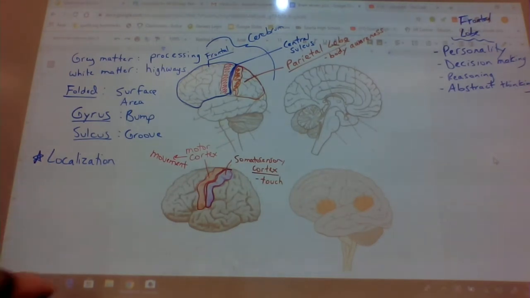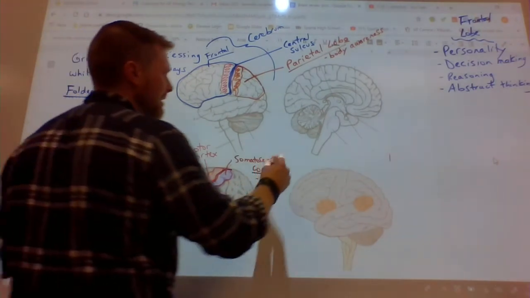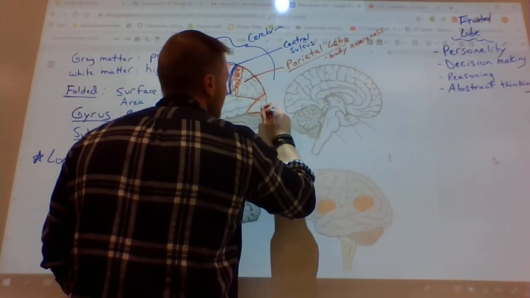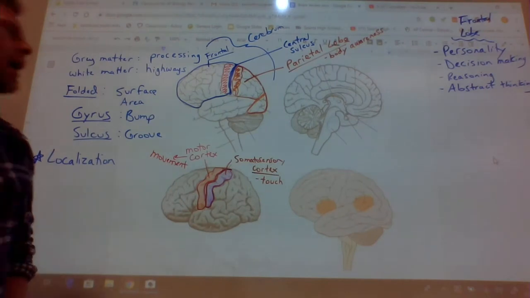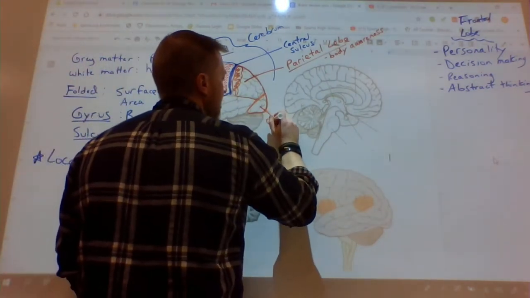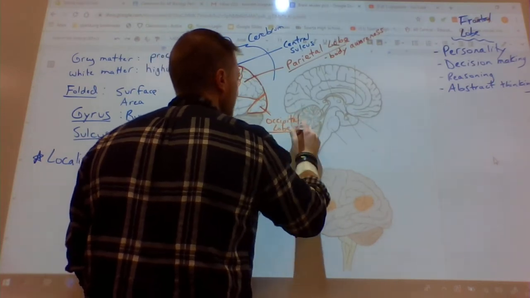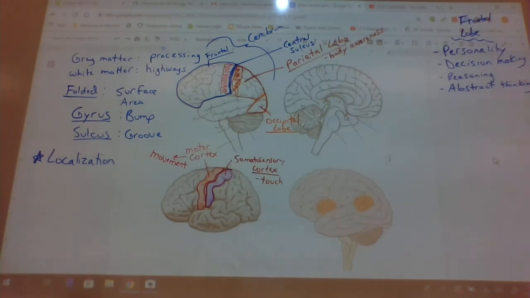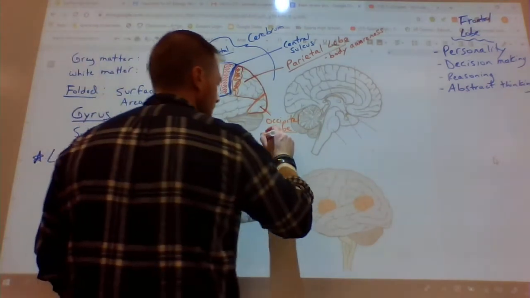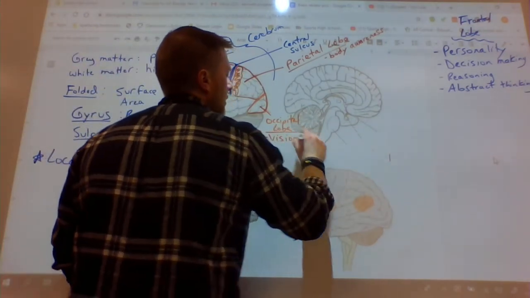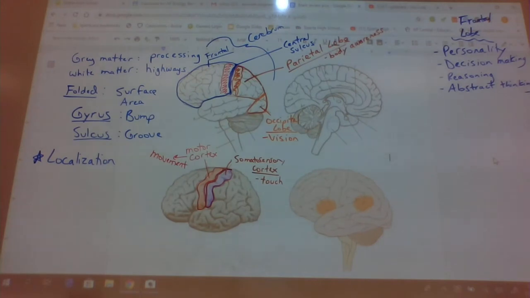Behind the parietal lobe is the easiest lobe in the back of the brain right here. And we call this the occipital lobe. The occipital lobe only does one thing. What does your occipital lobe do? Sight, vision. Vision takes place in your occipital lobe. Am I moving too fast or are we okay? Keep it moving? All right.